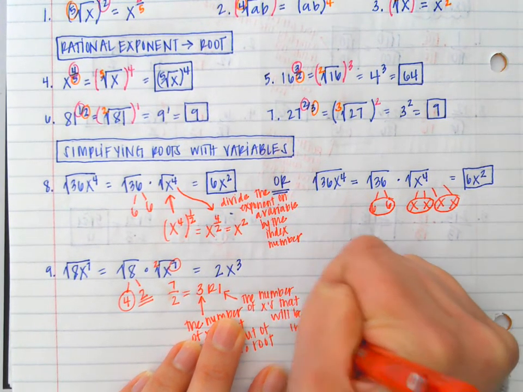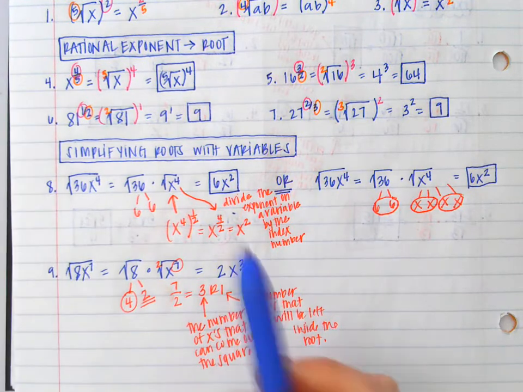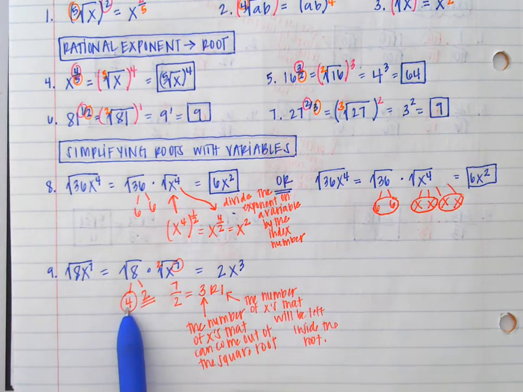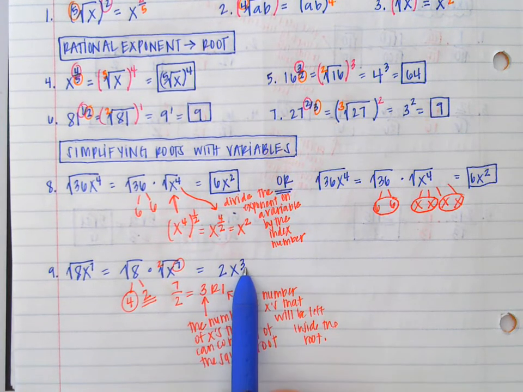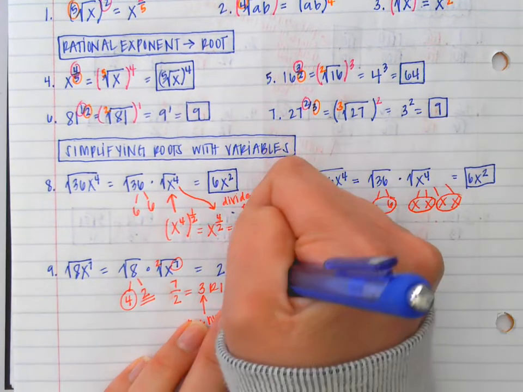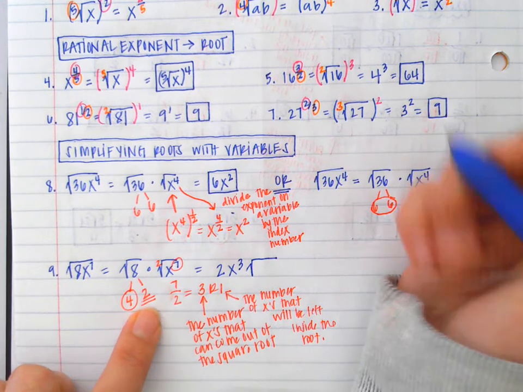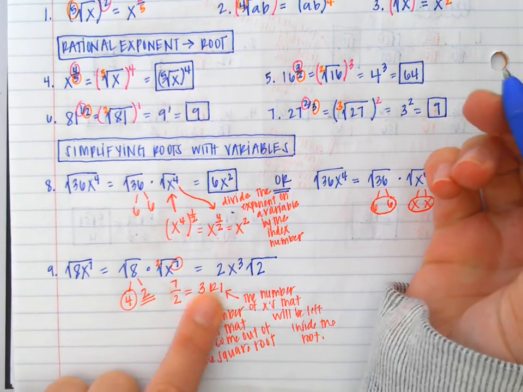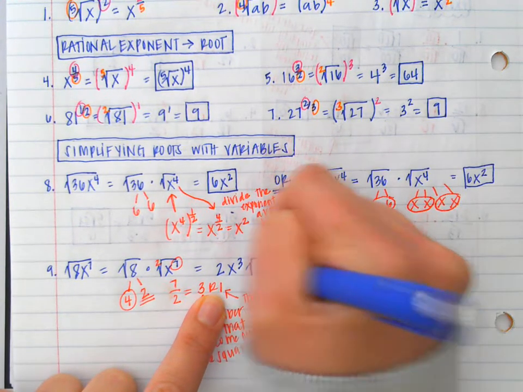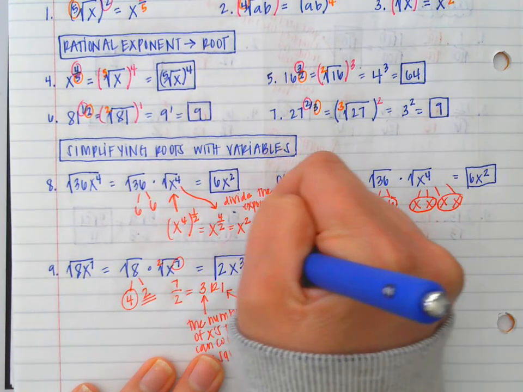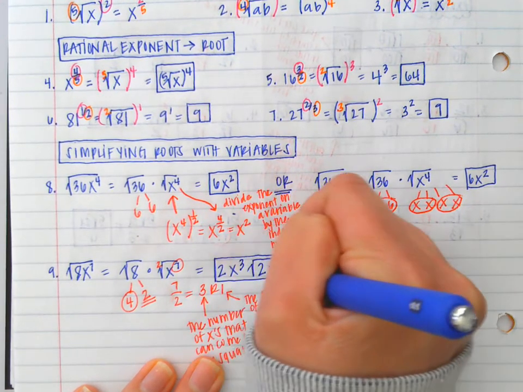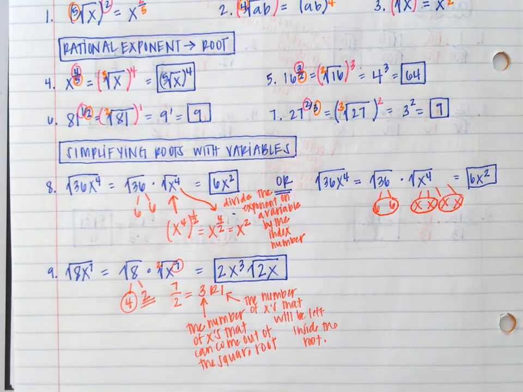Okay, so what that means is 2x cubed can come out because we know the square root of 4 is 2. We know the 3 is x cubed. And then what's left inside the square root is the 2 and then 1x. X to the first, you don't need to write the x to the first. And that is my final answer. And that's it for number 9.